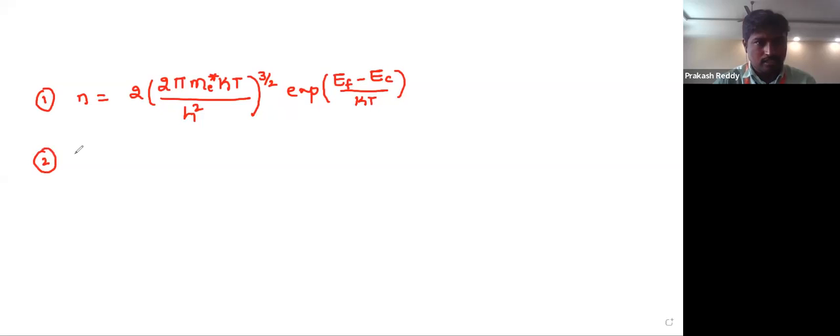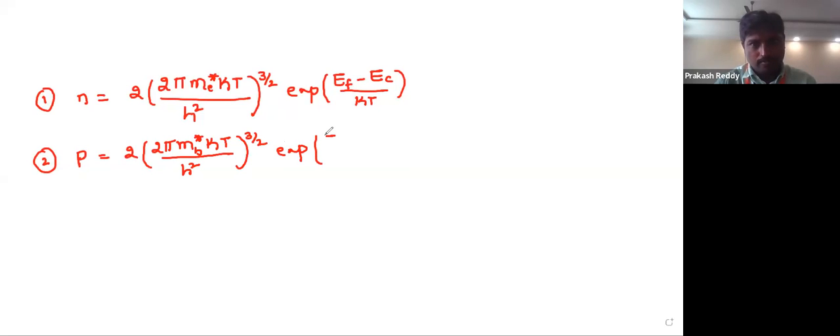The second equation is the number of holes equation. Why I am repeating so many times, you know already. Exponential of (EV minus EF) by KT. This is the second equation. By equating these two, I am going to find the intrinsic carrier concentration Ni. You know the equation. After that, the N-type carrier concentration.